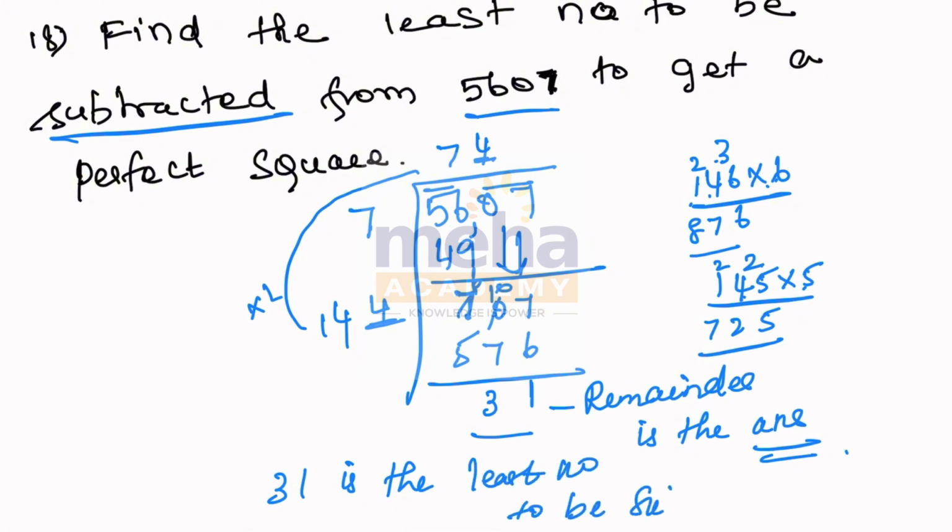So you can pause the video and you can check by subtracting 31 from 5607. You can check whether the answer you get is a perfect square. Surely it will be a perfect square. So always in the case of subtracted, the remainder is the answer.